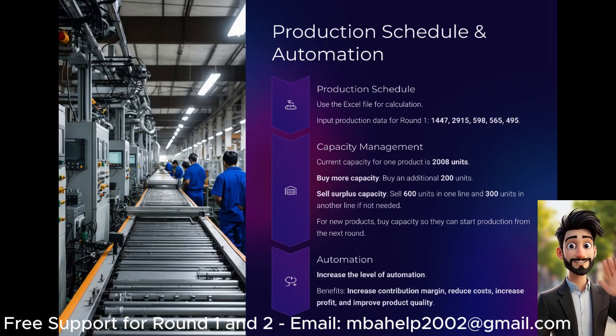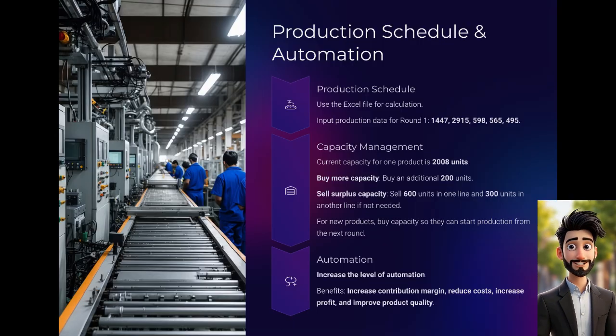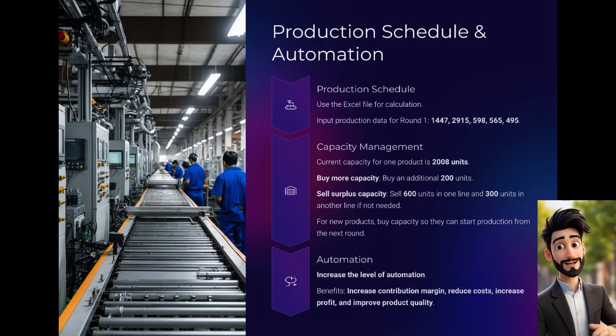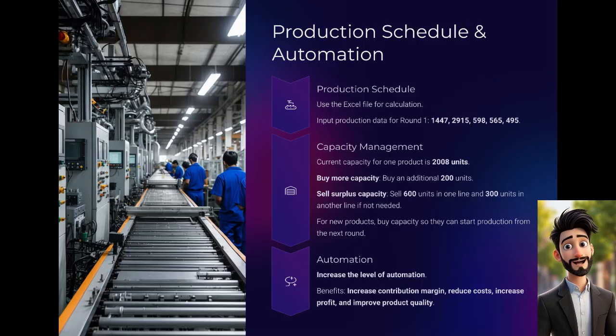Capacity: current capacity for one product is 2008 units. Buy more capacity, buy an additional 200 units. Sell surplus capacity: sell 600 units in one line and 300 units in another line if not needed. For new products, buy capacity so they can start production from the next round. Strategy: sell surplus capacity and keep the most effective capacity.